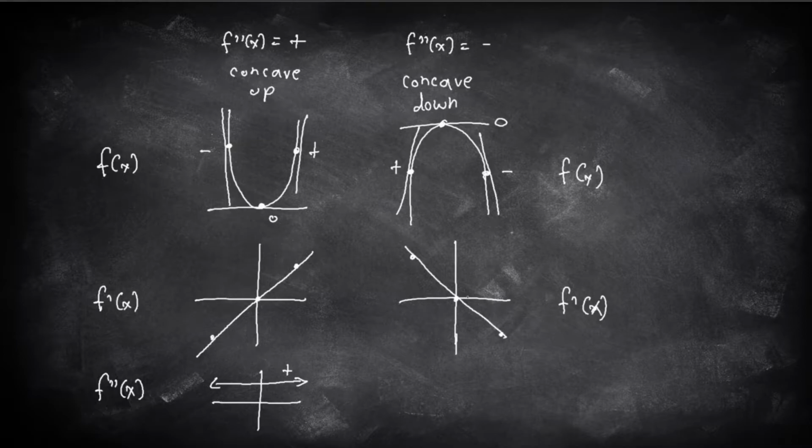If we take the second derivative, this is at a negative slope, which means it has a negative second derivative. So as you see, a negative second derivative means it's concave down. An easy way to remember: if it's concave down, it's going down, so it's negative. If it's concave up, it's positive. So it's that simple.